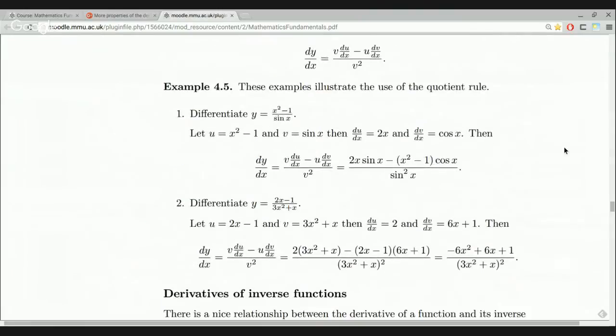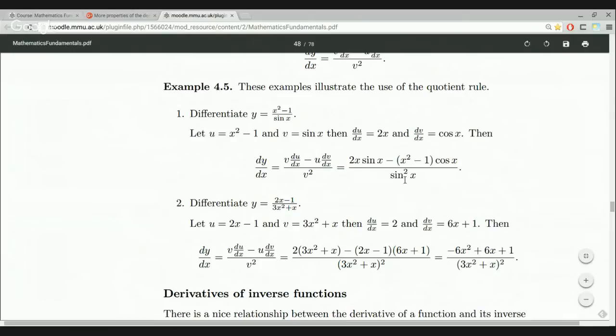A couple of examples here. We'll just look at these. The first example, where y is the expression x squared minus 1 over sine of x. Okay, so u is the numerator function x squared minus 1. v is the denominator function sine of x. So applying the rule there, we can read off the derivative of y with respect to x by making use of the quotient rule together with the derivatives of these standard functions.